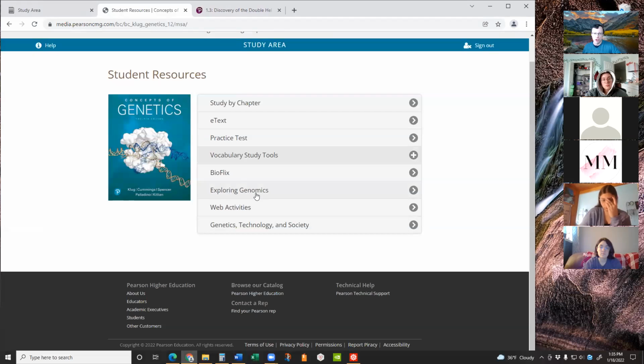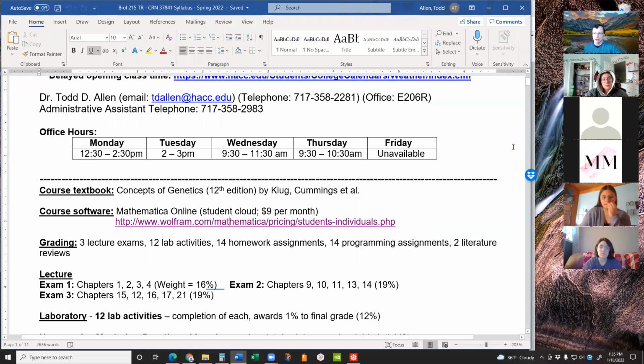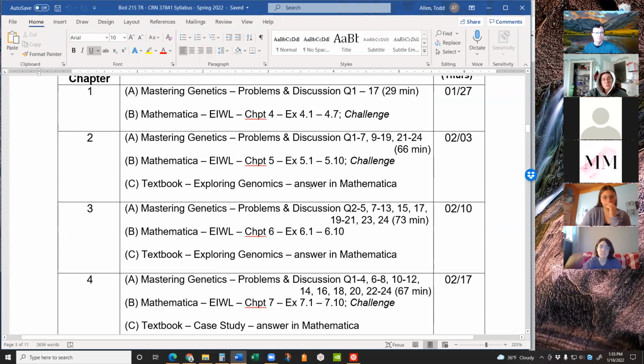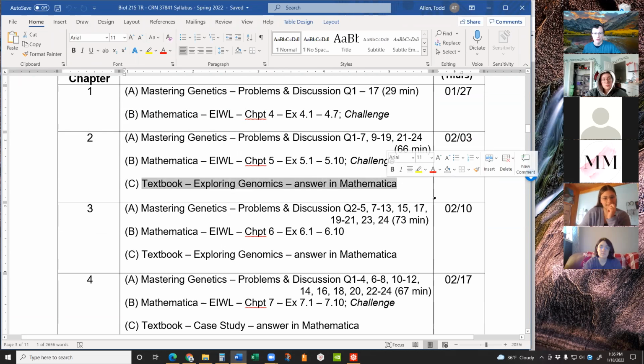Also, there's this Exploring Genomics section you may find in your homework. So let's go to the syllabus here. For example, Chapter 2, textbook, Exploring Genomics. I want you to do the Exploring Genomics for Chapter 2, and I want you to put the answers into Mathematica. I'll show you how to do that stuff on Thursday.